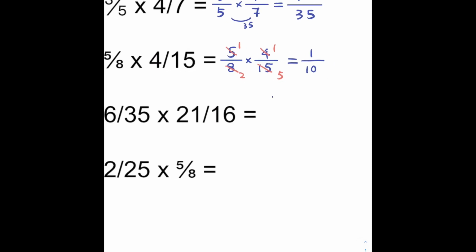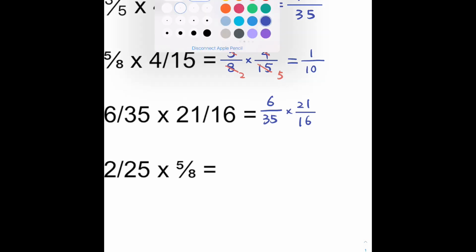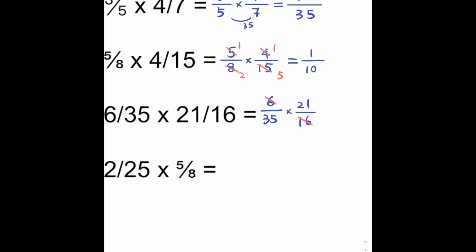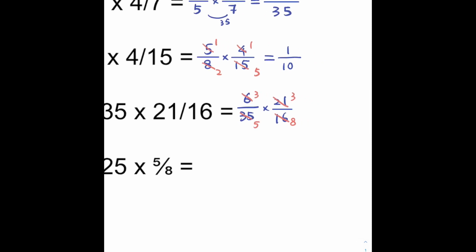Rewrite it: 6 over 35 times 21 over 16. What do we do? We cross cancel 3, 8, both divided by 2, both divided by 7, 3, 5. So the final result will be 9 over 40.